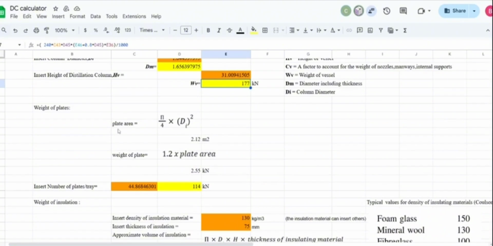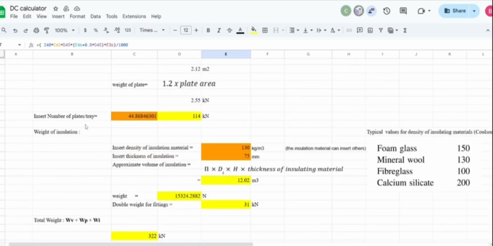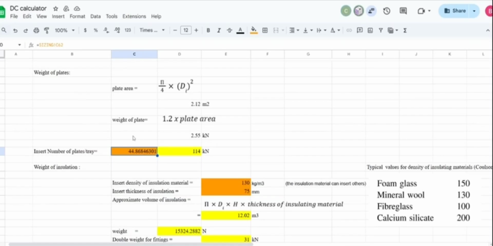Next, weight of plate. You can calculate the plate area using this equation, and you will get 2.12, and the weight of plate, 1.2 times plate area, you will get 2.55. You are required to insert the number of plates or trays from the sizing, and you will get the total weight of plates, which is 114 kilonewton.